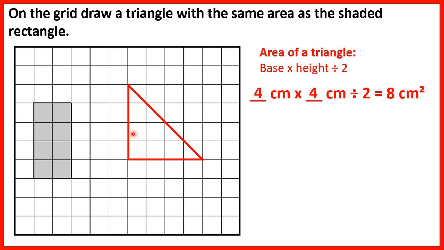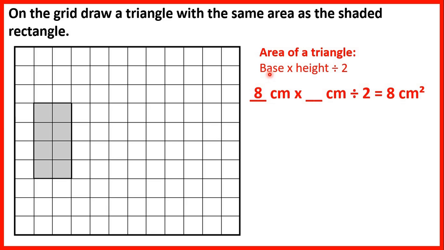But it doesn't have to be a right-angled triangle like this. We could draw a triangle like this, because that still has a base of 4 and a height, so a distance from bottom to top, of 4 as well. Or we could have a triangle like this, or this, or this. Or we could have a triangle of different dimensions.